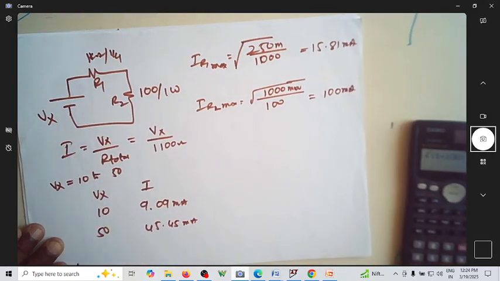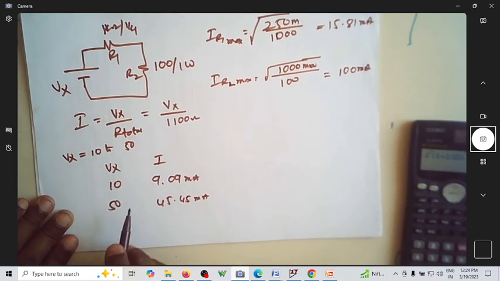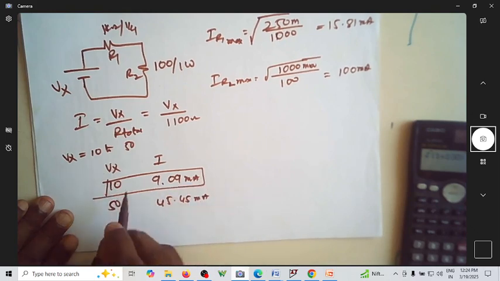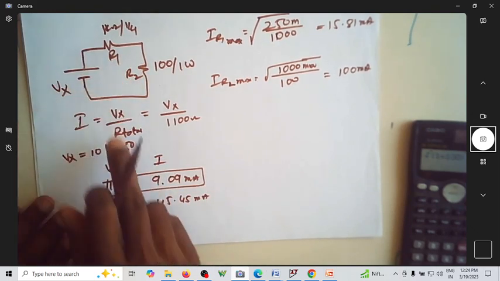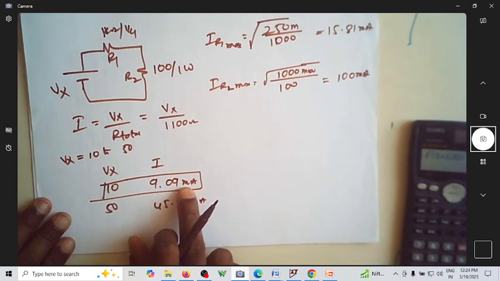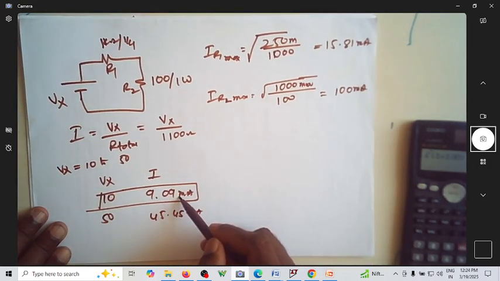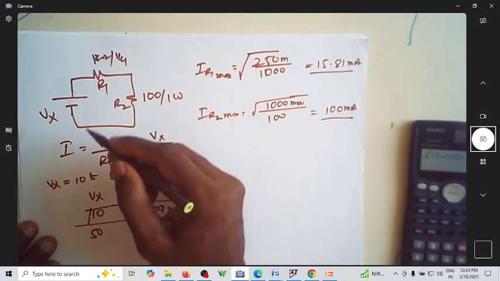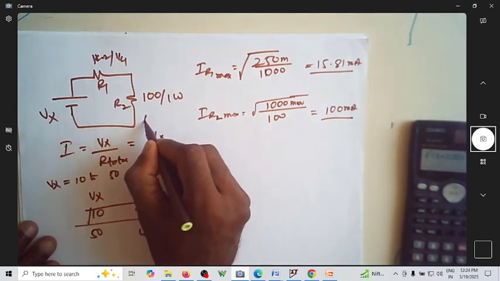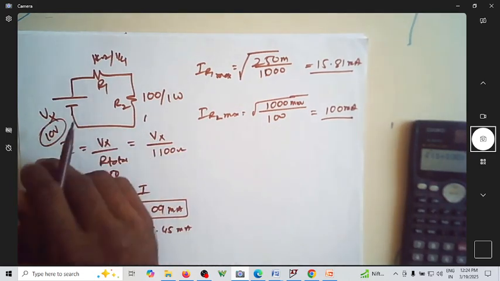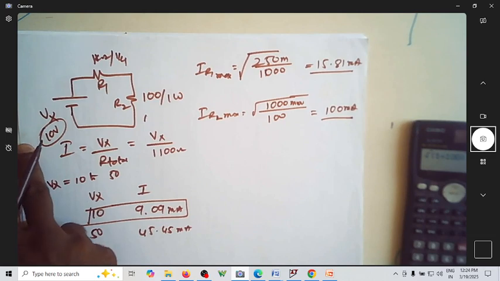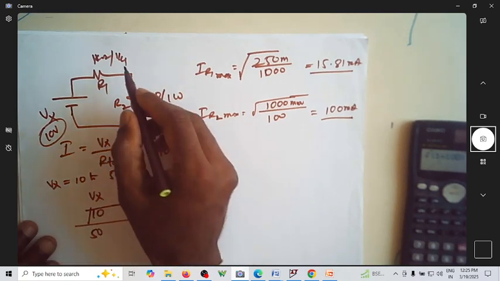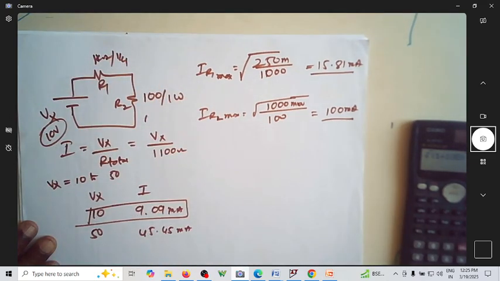So now, when Vx is 10 volt, the current that would flow is 9.09 milliampere. So this 9.09 milliampere is certainly less than this as well as this. So it is safe to apply 10 volt as your Vx. If you apply Vx as 10 volt, so the current is 9.09, so none of the resistors will be spoiled. You'll have proper operation.